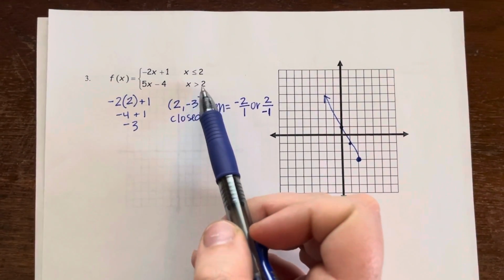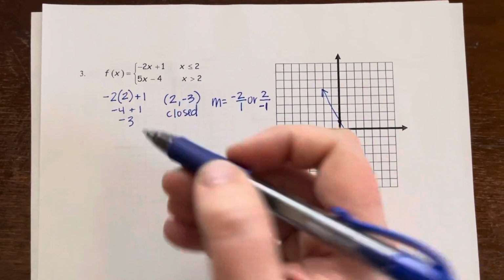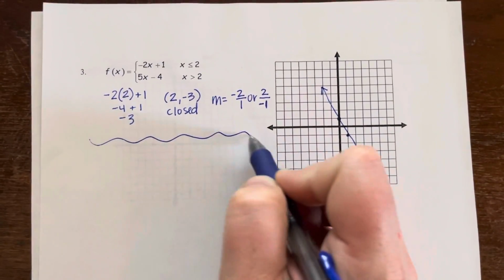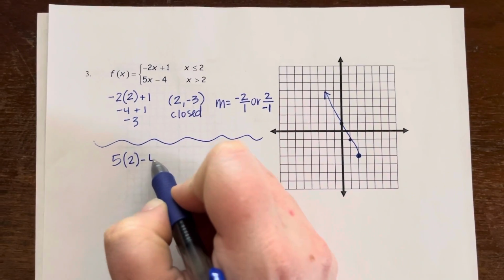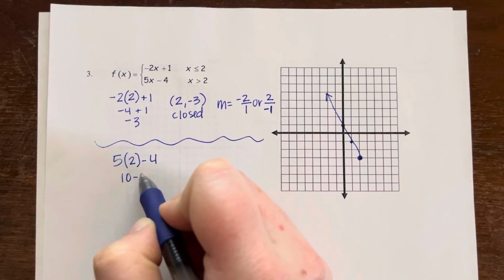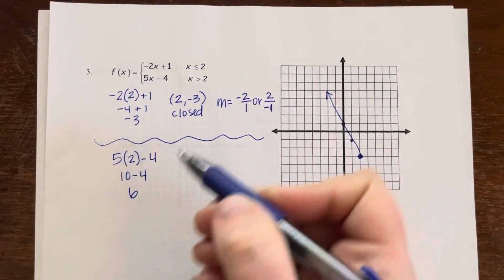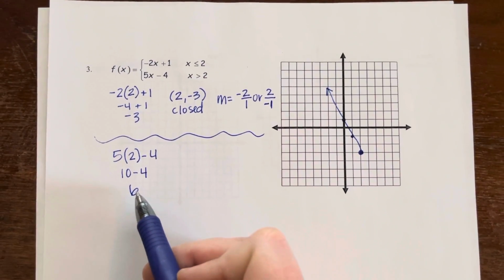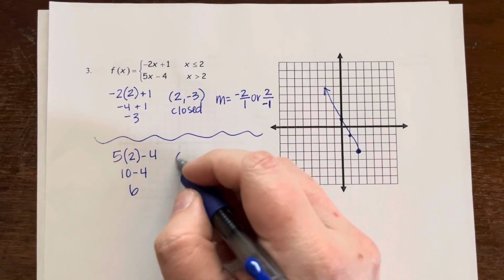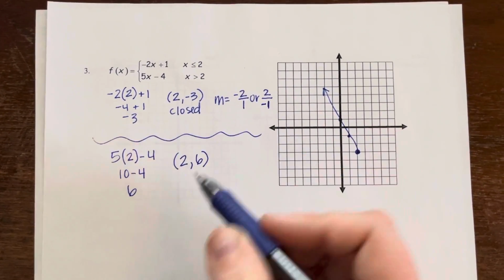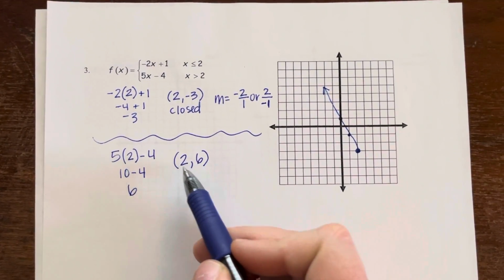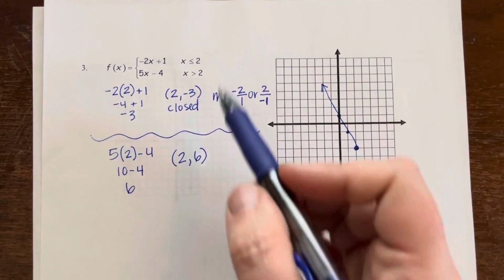Same thing for the next one. Take whatever this number is, plug it in. Okay, this is the next one. Instead of 5 times x, I'll do 5 times 2 minus 4, which is 10 minus 4, and 10 minus 4 is 6. This is my y value. Whatever you plug in, that's your x value, your x coordinate, and what you get is your y value, your y coordinate. 2, 6 is going to be the next point that I do.